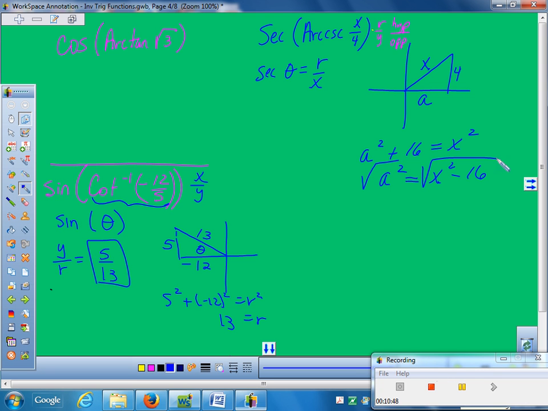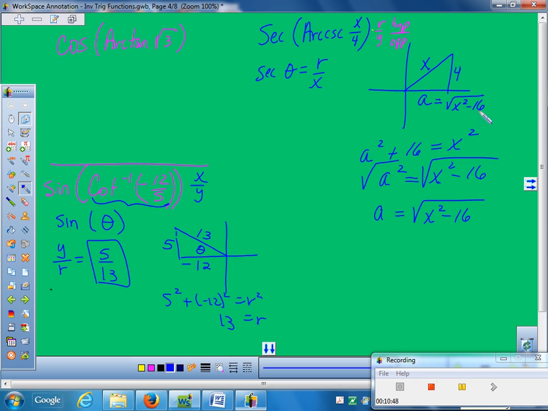Am I allowed to break that square root down? No, you cannot. Not when there's subtraction there. That stays square root of x squared minus 16. You're just going to leave it that way. So this side is now the square root of x squared minus 16.